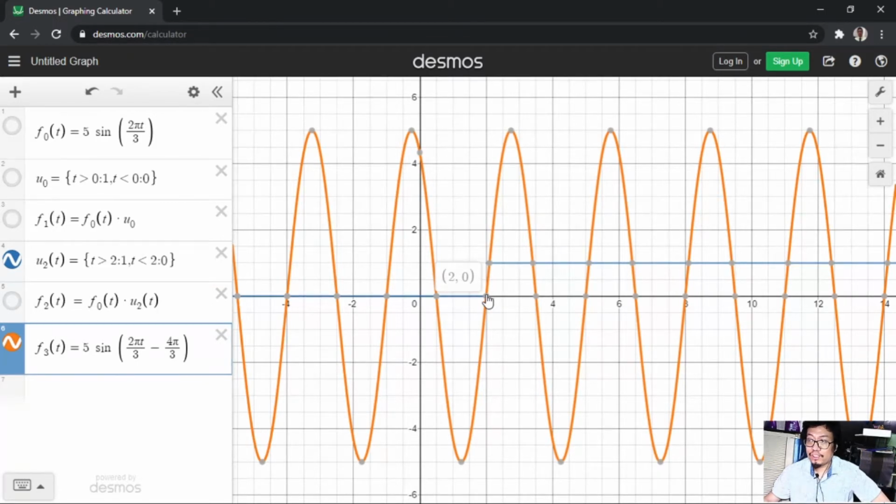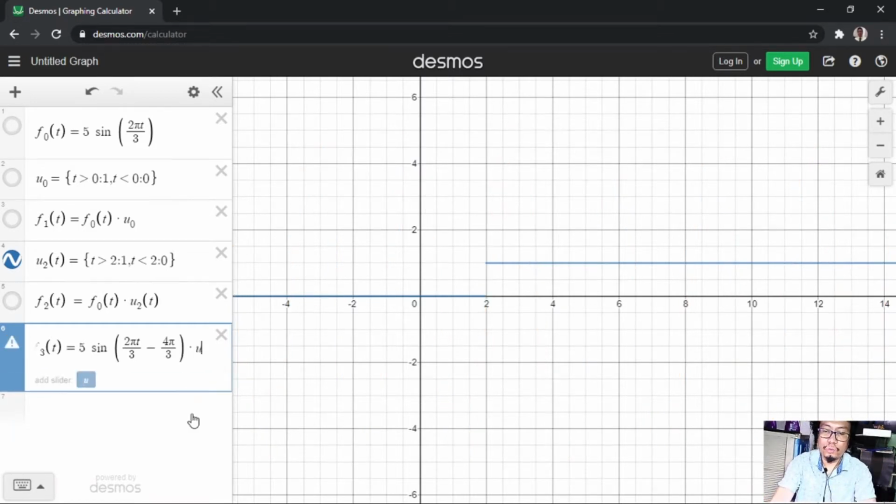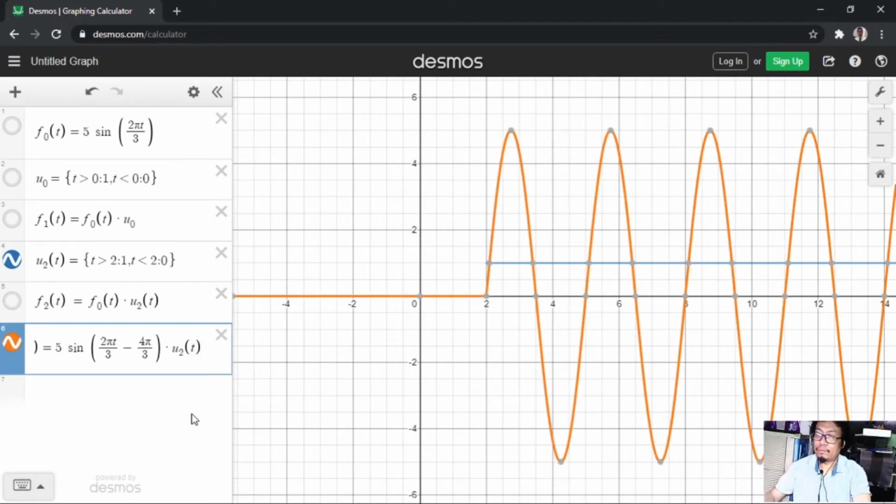So if I multiply f of t with u of t minus 2 here, the values of f of t here would vanish and become 0, and what is left is this one. So we can observe that by multiplying this with u of t minus 2, we get that result.